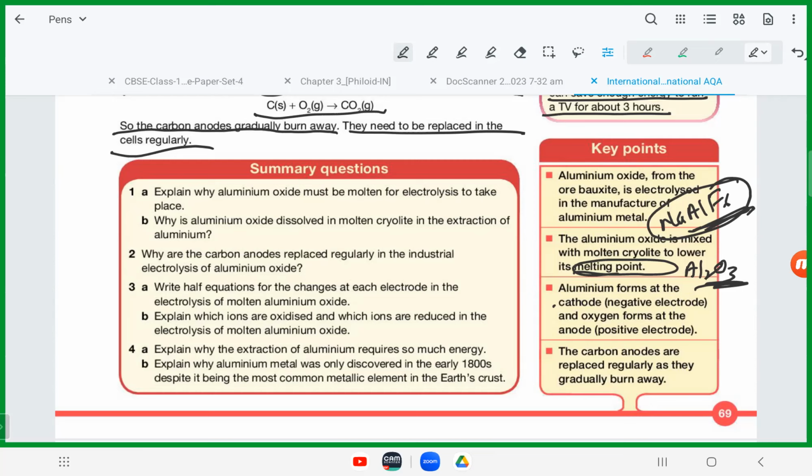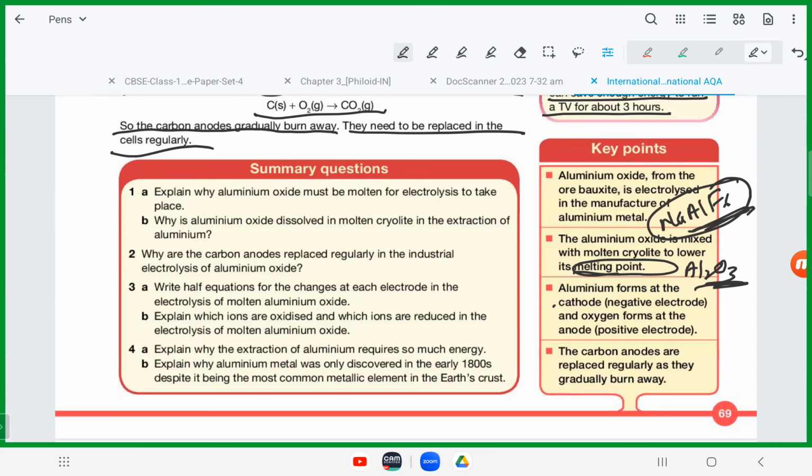Now, summary questions. Please read the summary questions one by one. Explain why aluminum oxide must be molten for electrolysis. It must be molten so that the ions are free to move, and electricity is passed when ions are free to move. So if ions can move, then electricity can be passed through it. Correct. Next.